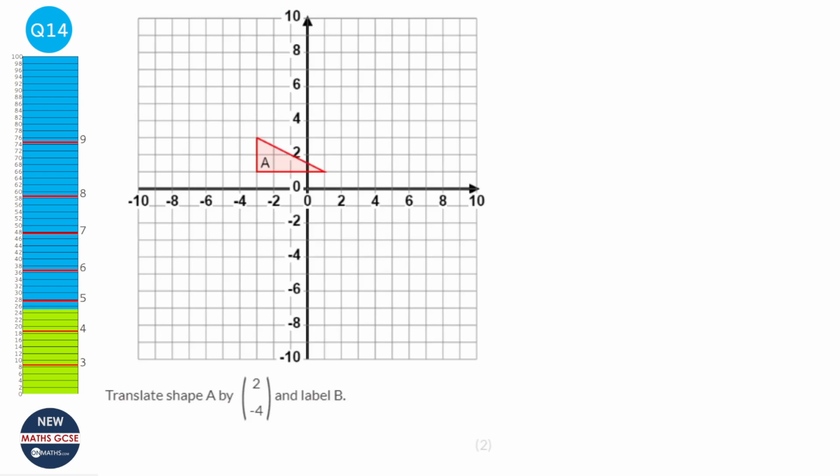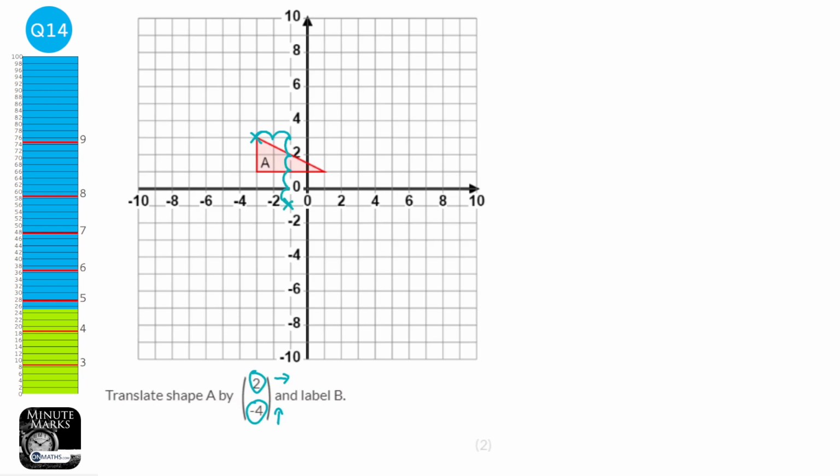When translating, we translate with vectors, and the top number in a vector tells us how far right, and the bottom number tells us how far up we go. And to translate a shape, you always pick a point. Now I always pick the top leftmost point, so I'm going to pick this one. Looking at the vector, it says we're going to go 2 to the right. So we do 2 jumps to the right, 1, 2. Now looking at the bottom, because it's minus 4, instead of going up 4, we're going to go down 4. So it would be 1, 2, 3, 4. So our new coordinate for the top will be here.